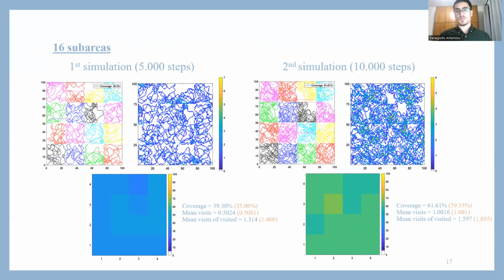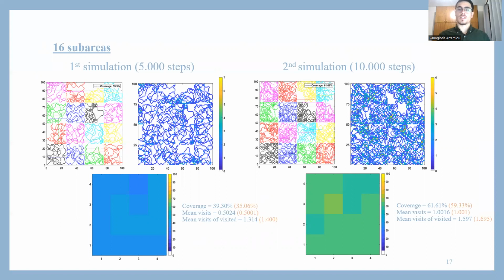In the parentheses with the red color, you can see the values of the coverage, the mean visits and mean visits of visited for the previous case, for the one whole area case, but for the same amount of steps. So we can see that for 5,000 steps, the coverage increases about 4%, but the mean visits of visited are decreased. The same applies to the 10,000 steps simulations.